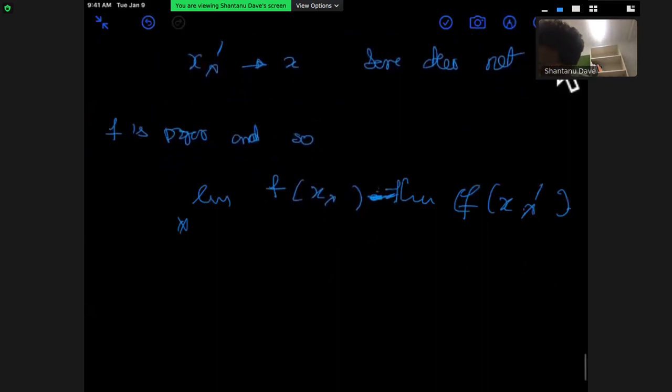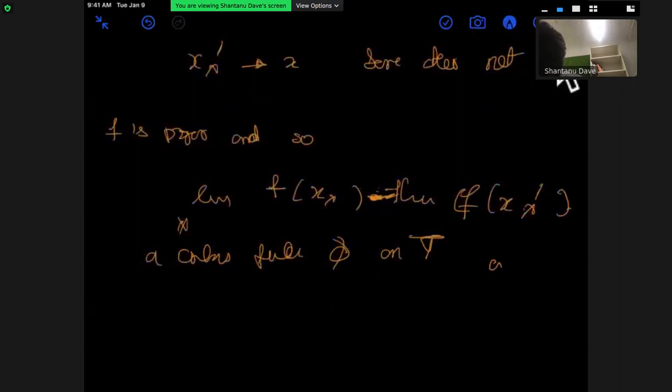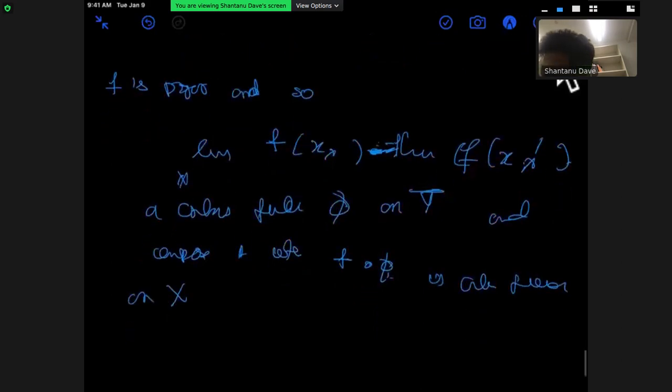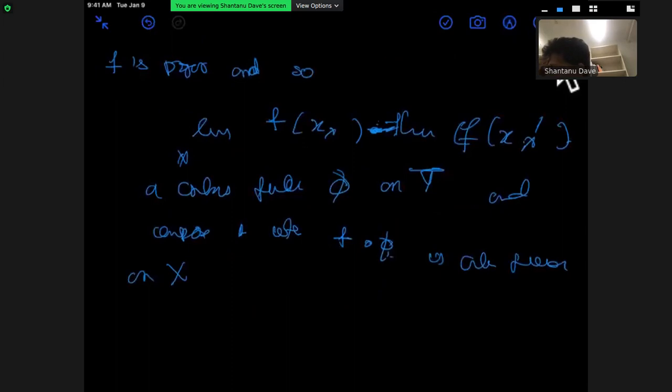Okay. So I take a continuous function phi on y bar, or on x bar. Yeah. Okay. And I compose it with f. So this will now be a continuous function on x. So you're composing phi after f, right? Yeah, so I do mean phi after f. That's true.